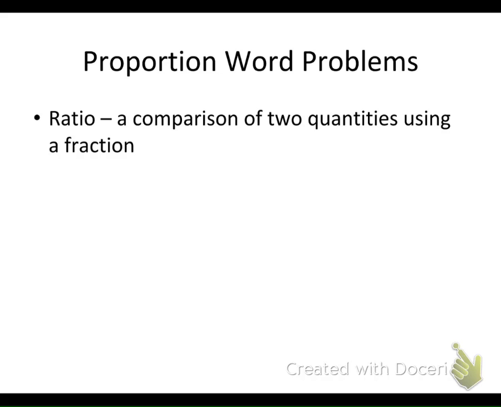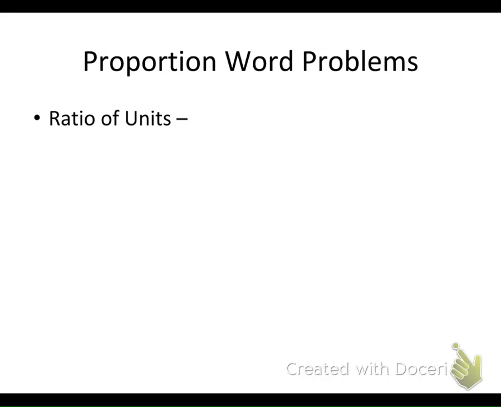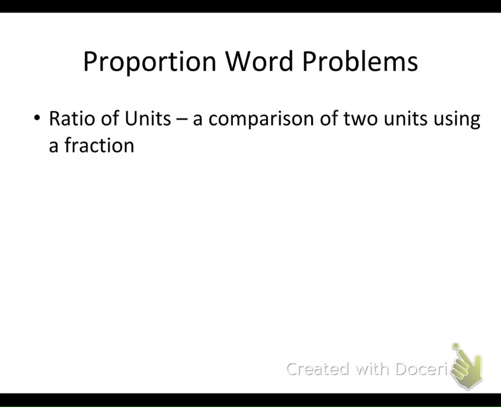The next term is ratio of units. If you did not get this definition down, remember it's in your notes from yesterday, but you will want to get this definition down. Ratio of units. This is going to be the new point that we're going to talk about today and go over. So ratio of units is a comparison of two units using a fraction.